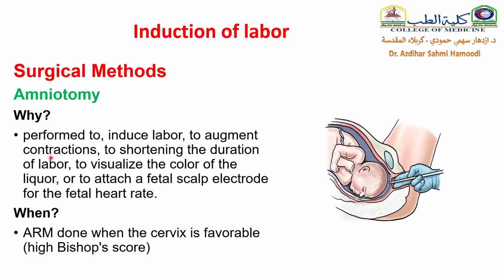Why do we do amniotomy? It's performed to induce labor, to augment contractions, shorten the duration of labor, and visualize the color of liquor, as we said before, or to attach a fetal scalp electrode, that's to say the internal way for fetal heart registration, CTG. When we do amniotomy, artificial rupture of membranes is done when the cervix is favorable, so the Bishop score must be high.